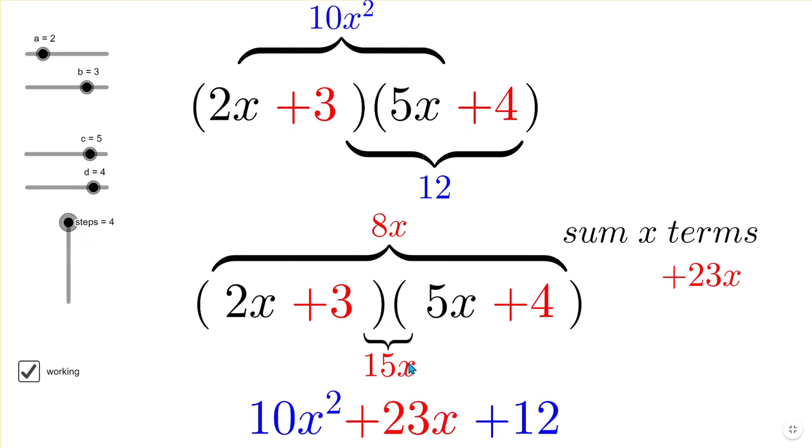And then summarizing, we have 10x squared plus the 23x, which was the sum of the cross products, plus 12. Just to link this back to what we were doing last week, we saw cross products when we were adding and subtracting fractions. We saw the two cross products in the numerator, but only a single simple term in the denominator. And that theme will follow us around throughout the entire course.